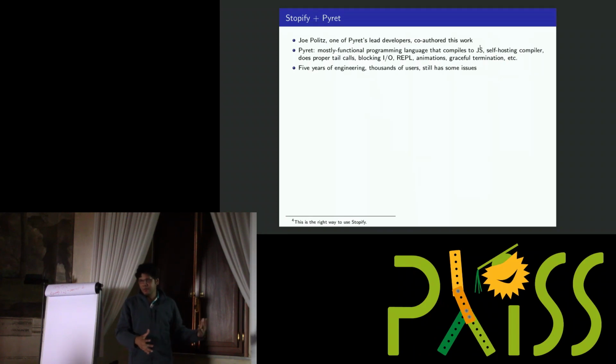So we had someone who was actually intimately familiar with this compiler, which let us get into the guts of it. Pirate is a mostly functional programming language that compiles to JavaScript. It has a self-hosting compiler. It really inspired this work, and it does a lot of what we do in Stopify: proper tail calls, blocking I/O, REPL animations, and a graceful stop button that you can click and the program terminates normally without crashing your IDE.